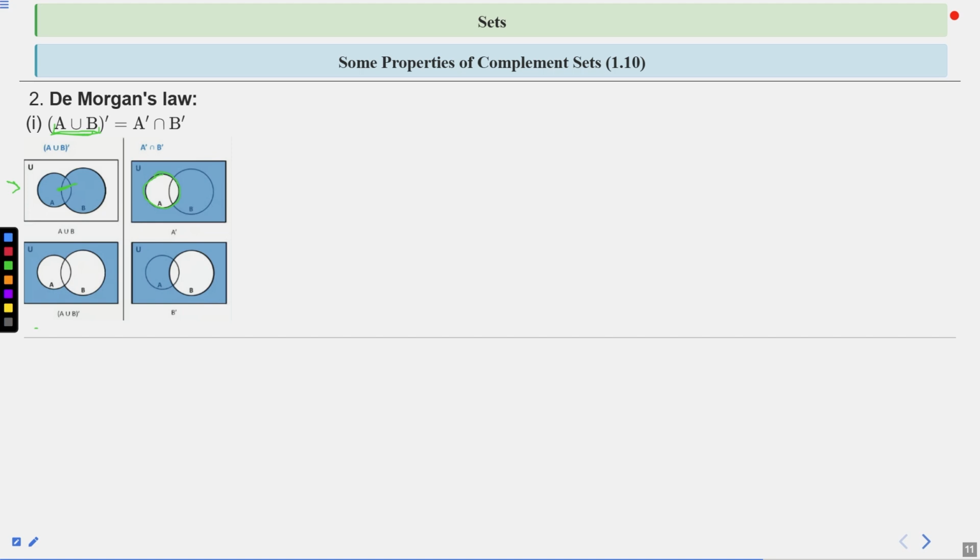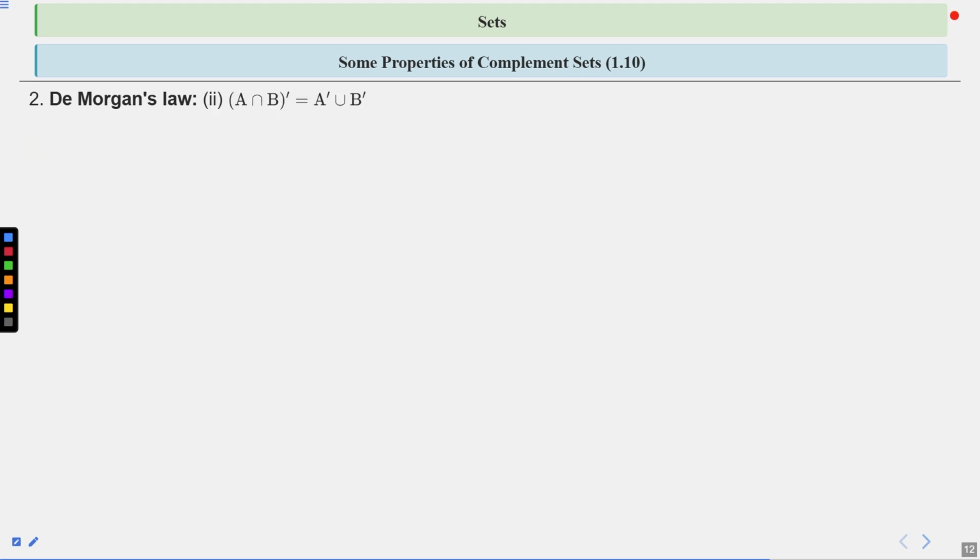Now you have to complement it, meaning you have to collect all the elements, or you can say cover the area which is apart from this area but inside the rectangle. So apart from this and inside the rectangle, you get this as your shaded region. Clear? And this is your A union B whole complement. I hope it is clear how both expressions are equal.